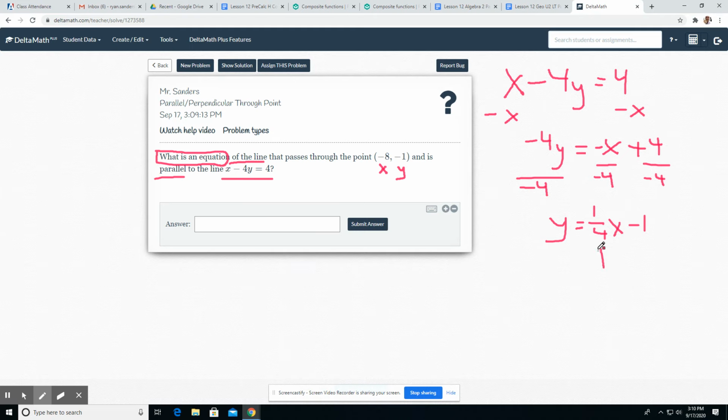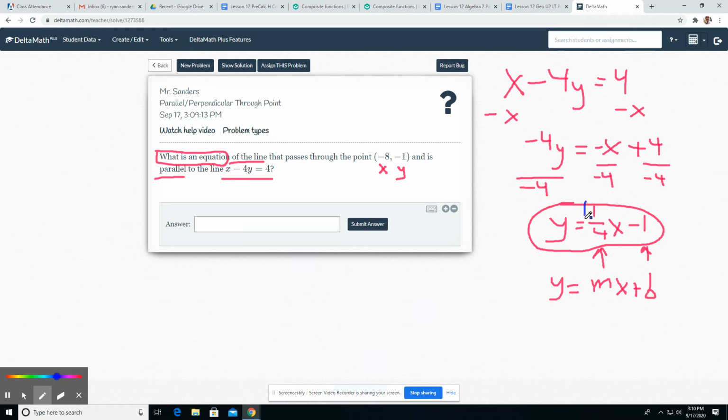All right, so there's my slope. y equals, slope is m, x plus b. And that's my b right there. What is the equation of a line that passes through that point and is parallel to this right here? So it has to be parallel to this, so we know it has to have that same slope.